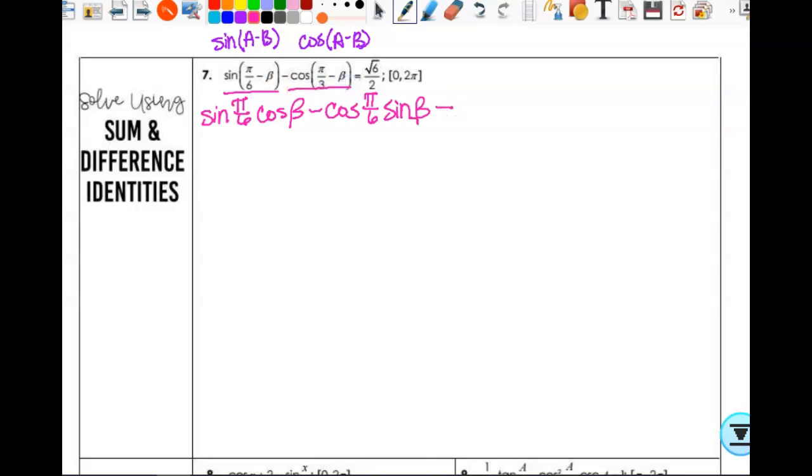Minus, and this is going to be more than one term, so I need parentheses. Now the cosine of a minus b gives you cosine of a, so the cosine of pi thirds times the cosine of beta. Is it plus or minus? Plus the sine of pi thirds times the sine of beta. And that all equals the square root of 6 over 2.